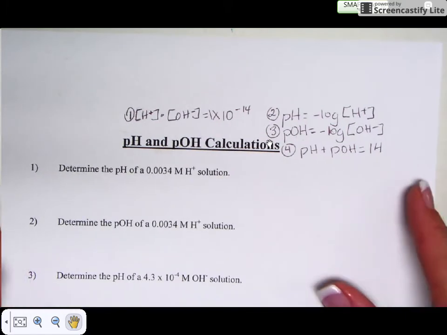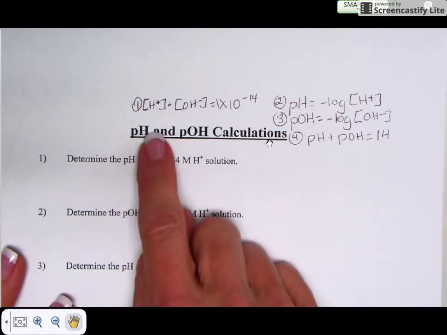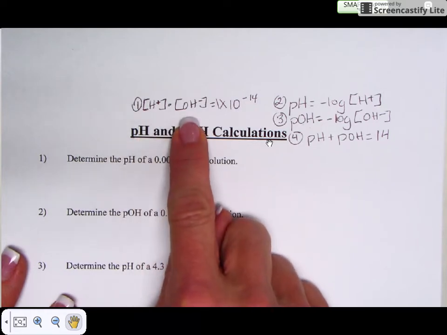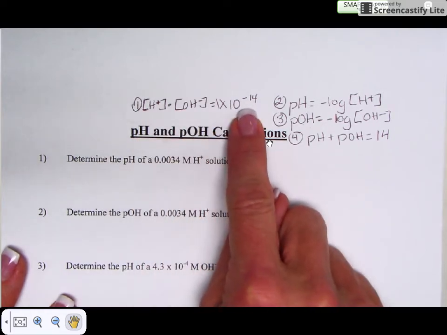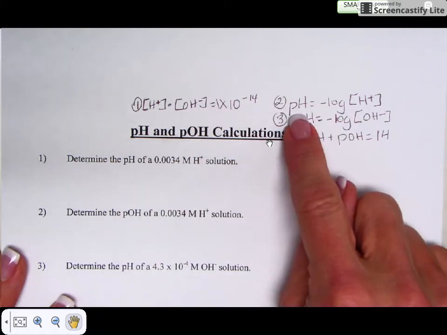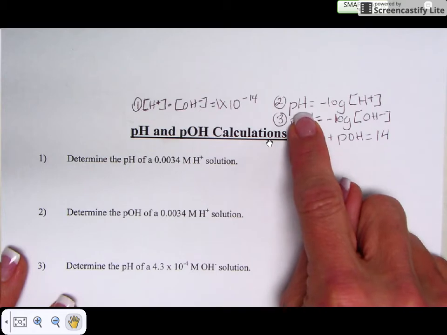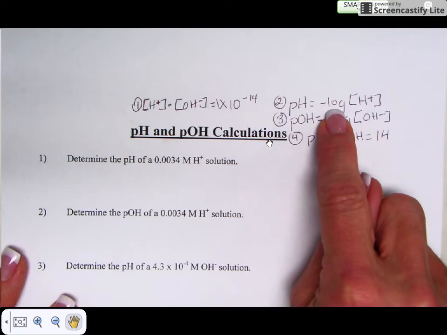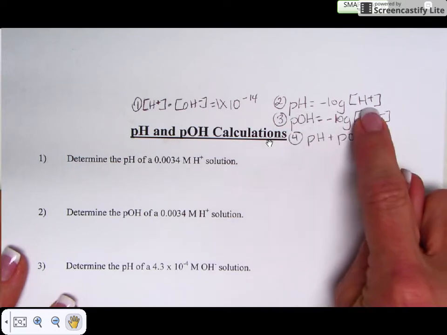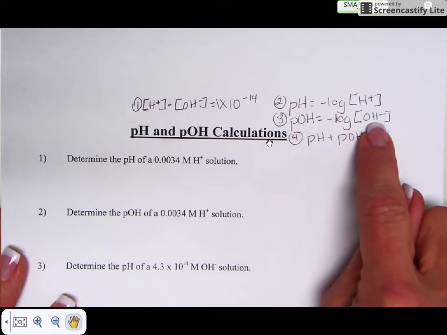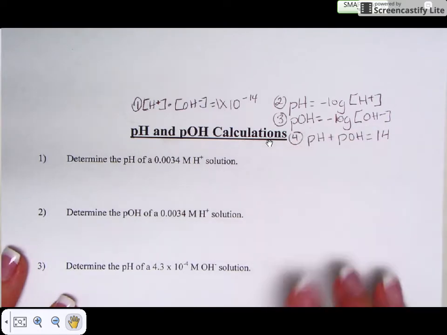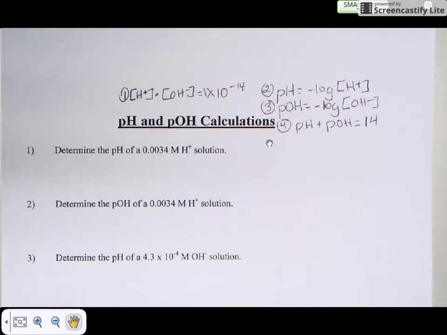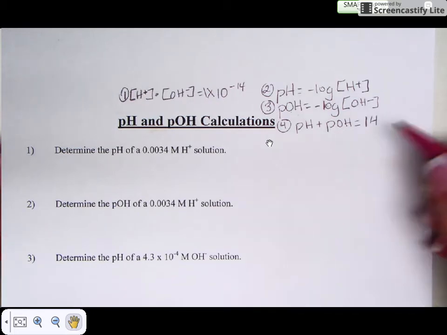So remember our formulas that we learned on Friday. The first one is the hydrogen ion concentration times the hydroxide ion concentration is equal to 1 times 10 to the negative 14. The next two look very similar, but pay very close attention. pH and pOH can be calculated by taking the negative log of the H for the pH and the negative log of the OH for the pOH. And then finally, the fourth formula says that the pH plus the pOH, when you add them together, equals 14.